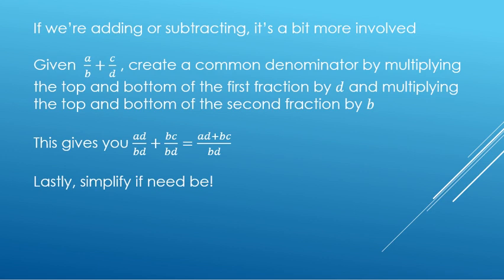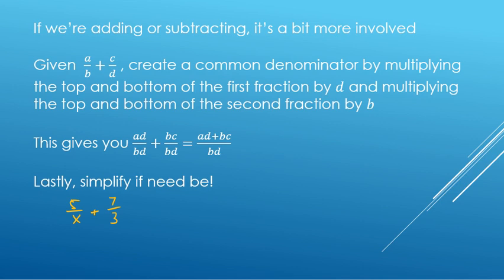Lastly, simplify things if you have to. Pull out common factors, cancel out common factors, reduce things into smallest terms, all that good stuff. So just as one quick sample here, say we had 5 divided by x plus 7/3, and I wanted to write this all as one fraction here.